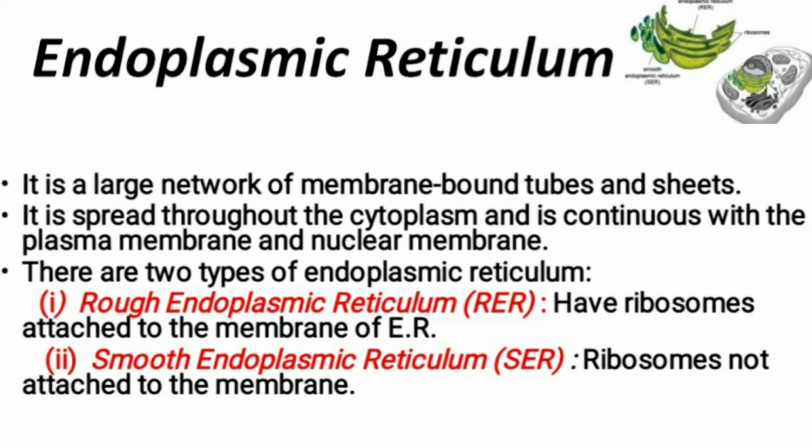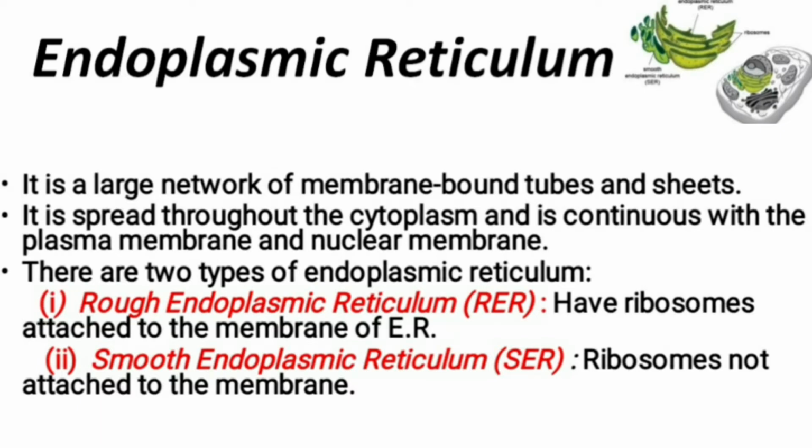It is spread throughout the cytoplasm and is continuous with the plasma membrane and nuclear membrane. There are two types of endoplasmic reticulum. Rough endoplasmic reticulum looks rough under a microscope because it has ribosomes attached to its surface. Ribosomes synthesize proteins. Next, smooth endoplasmic reticulum. Its surface is smooth due to the absence of ribosomes.